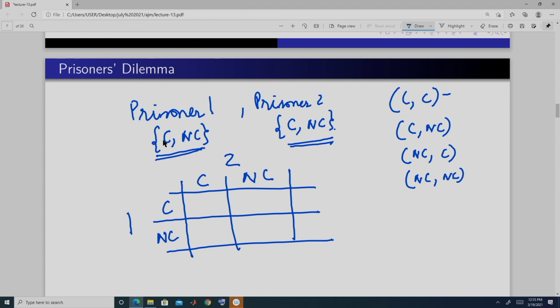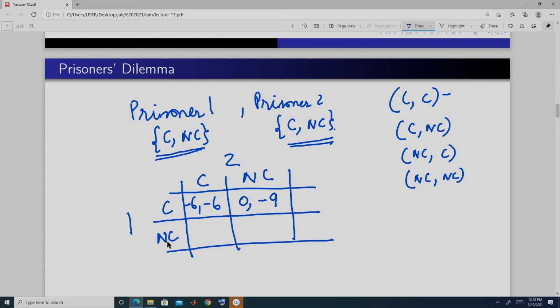And if both of them confess, then they get, suppose, 6 years of jail. And jail gives you a disutility, so that is why I have written it as -6. But if player 1 confesses and player 2 does not confess, then player 1 is not given any punishment, but player 2 is given a stricter punishment, and that is 9 years of jail. Okay?